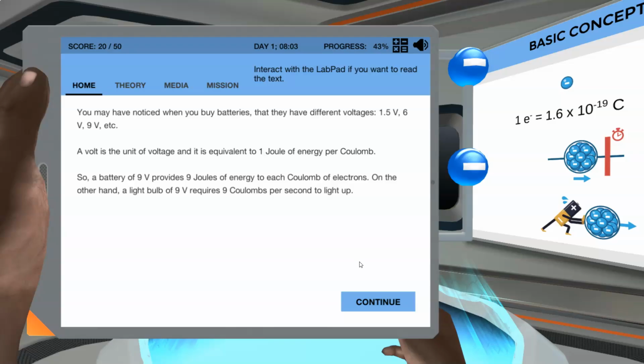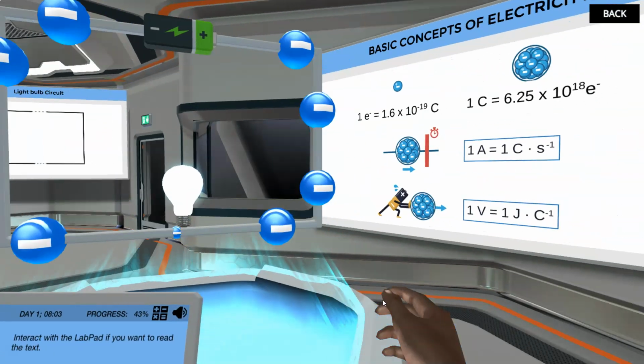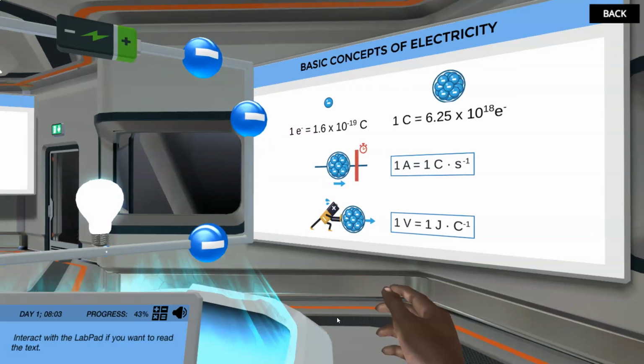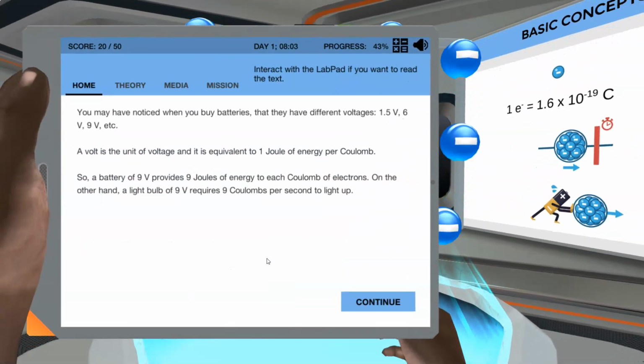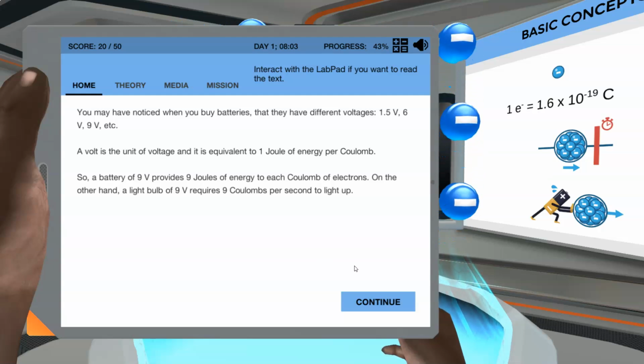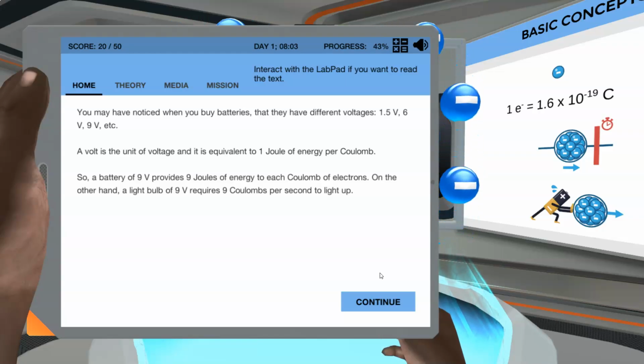You may have noticed when you buy batteries, that they have different voltages, 1.5 volts, 6 volts, 9 volts, etc. A volt is the unit of voltage and it is equivalent to 1 joule of energy per coulomb. So, a battery of 9 volts provides 9 joules of energy to each coulomb of electrons. On the other hand, a light bulb of 9 volts requires 9 coulombs per second to light up.